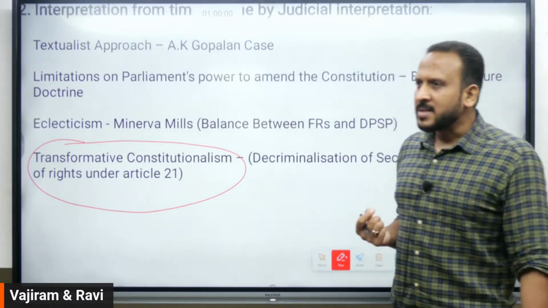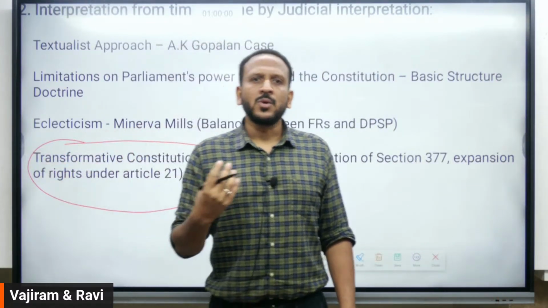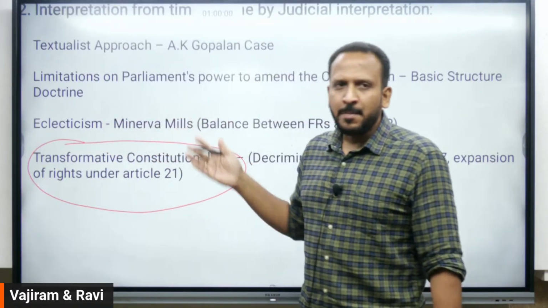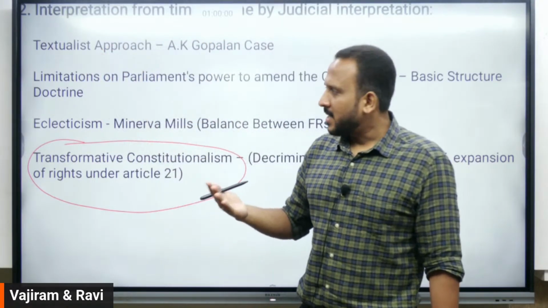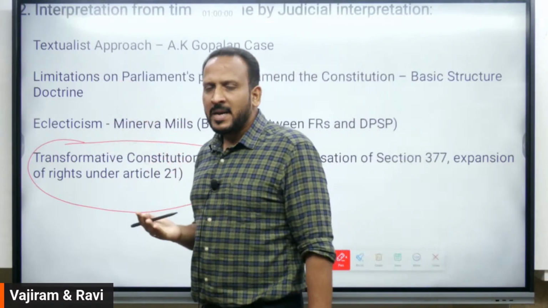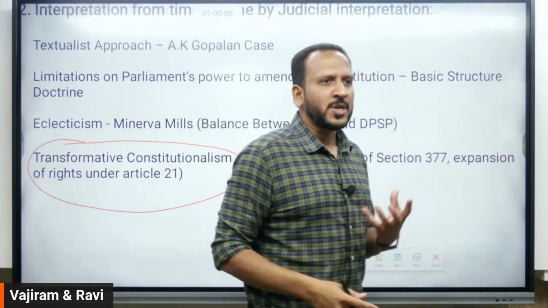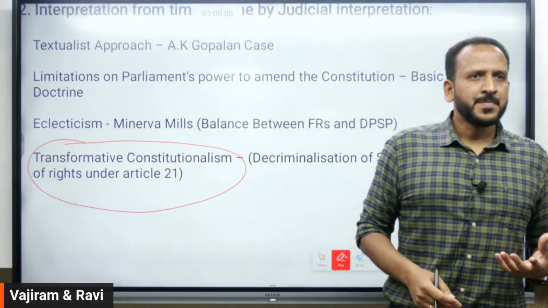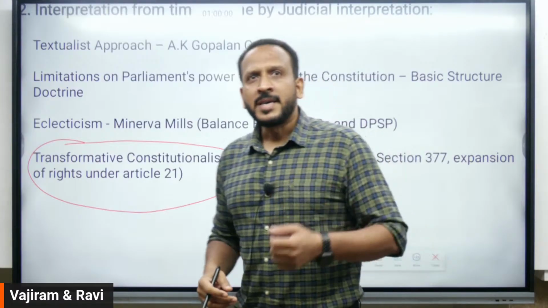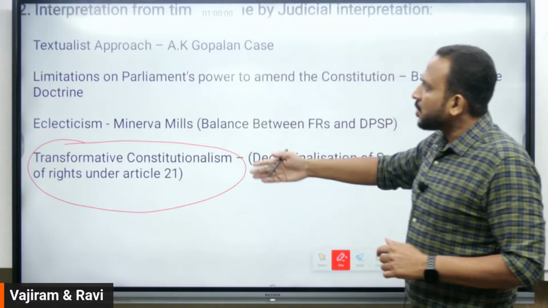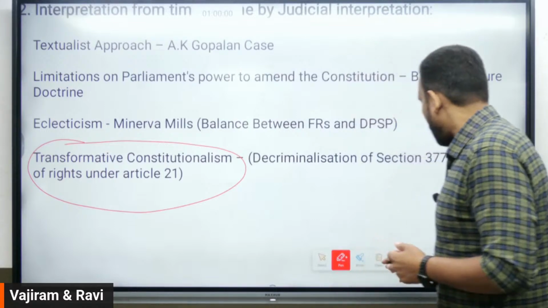How would you get the marks if someone is going to write down all the 4 phases? If you are not able to recall the eclecticism part, at least textualist approach you know, right? This limitation on the Parliament's power you know, right? Then transformative constitution you know. Am I correct? So yes. This is how you should be using the keywords to divide the demand of the question.